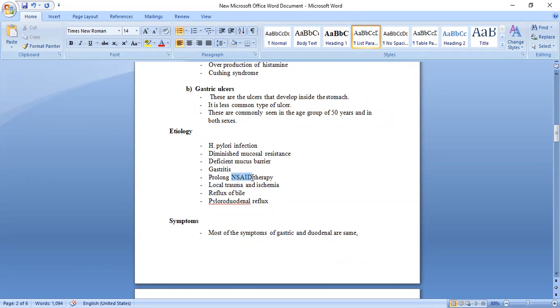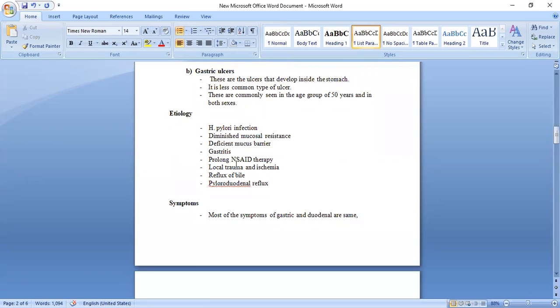This NSAID means what? Non-steroidal analgesic treatment. Which are those? Aspirin, ibuprofen, diclofenac, isn't it? These are the NSAID therapy. Local trauma and ischemia, due to trauma or due to ischemia. Reflux of the bile. Sometimes it will come into the stomach due to some working mechanism problem in the body. Refluxation of the bile. Okay. Pyloroduodenal reflex. This also will come. Refluxation is there.